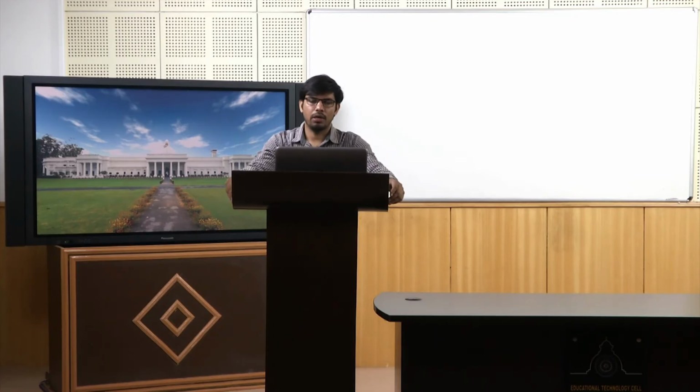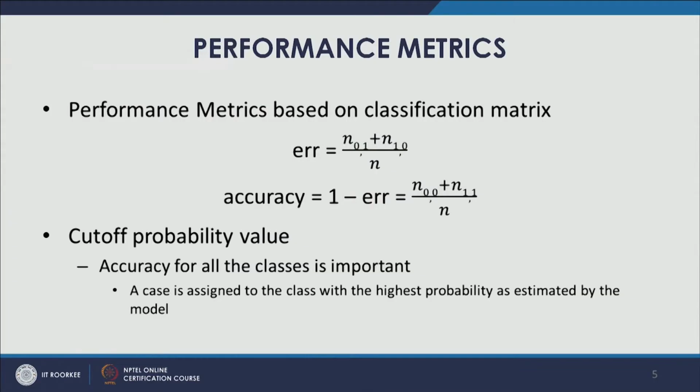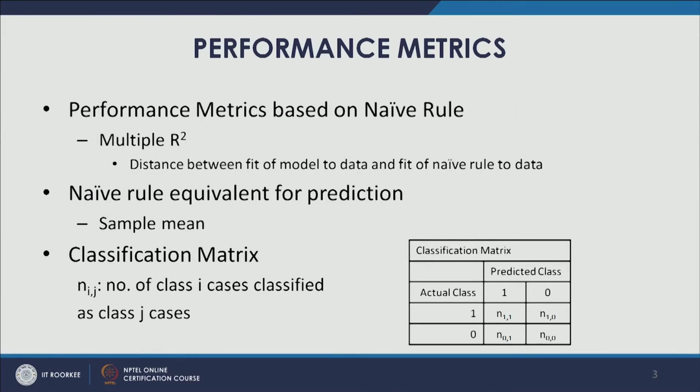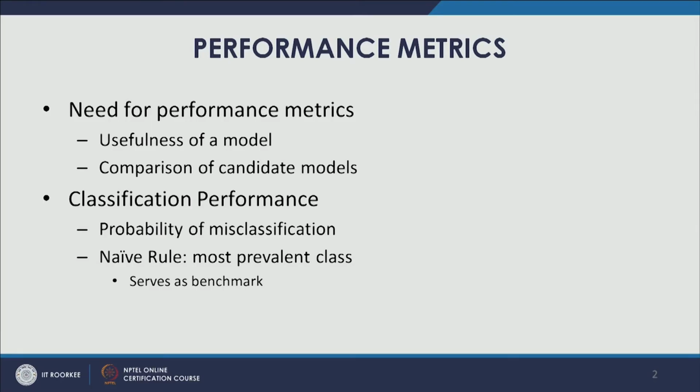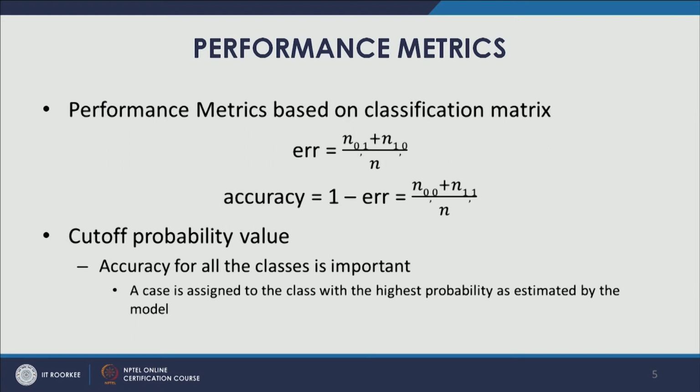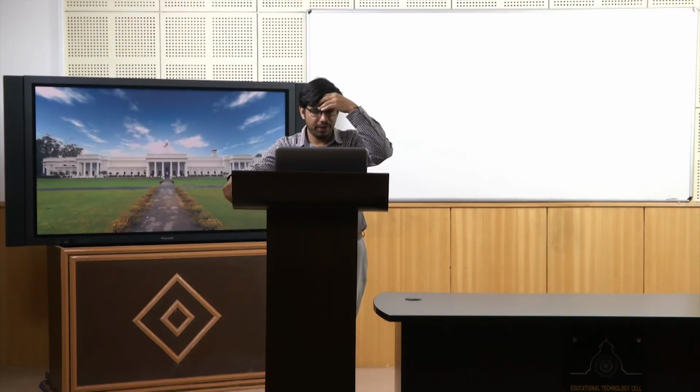Another important concept related to performance metrics is the cutoff probability value. Earlier we talked about the probability of misclassification. So let's come back to the same discussion. How do we assign different cases to different classes?